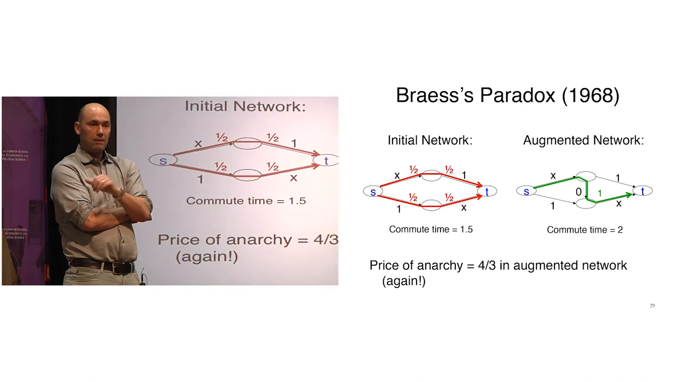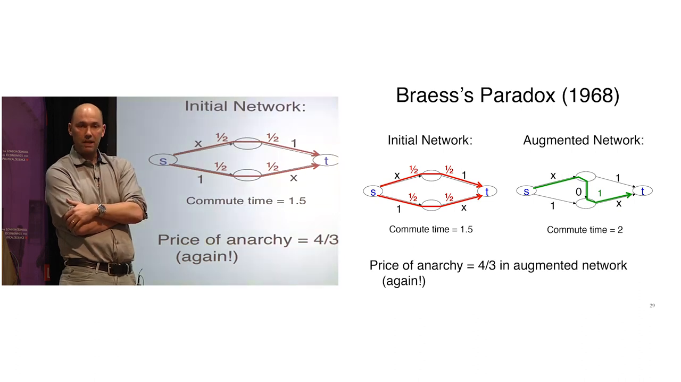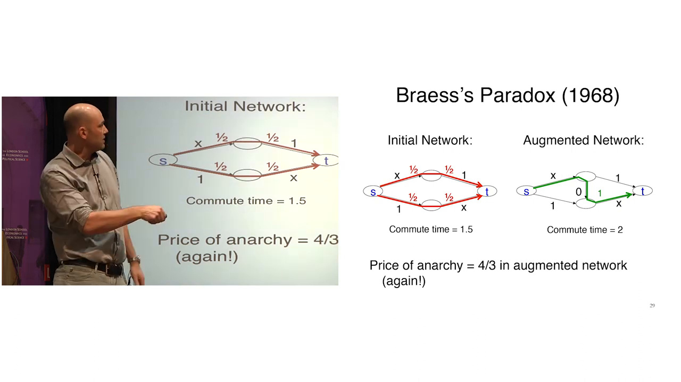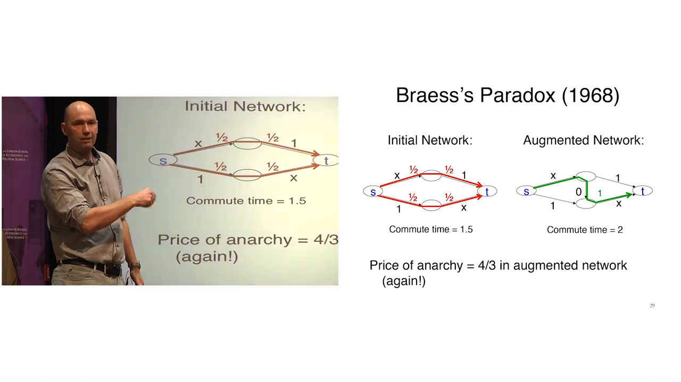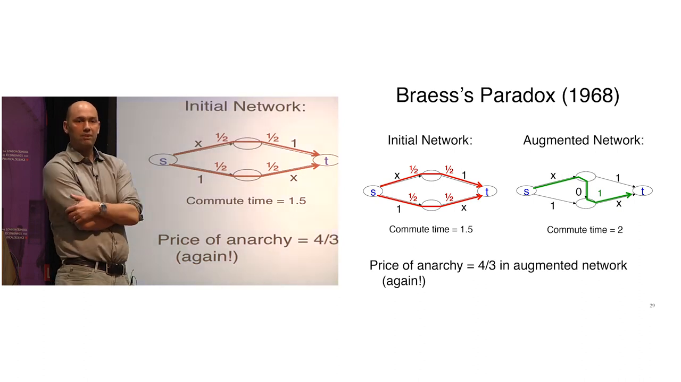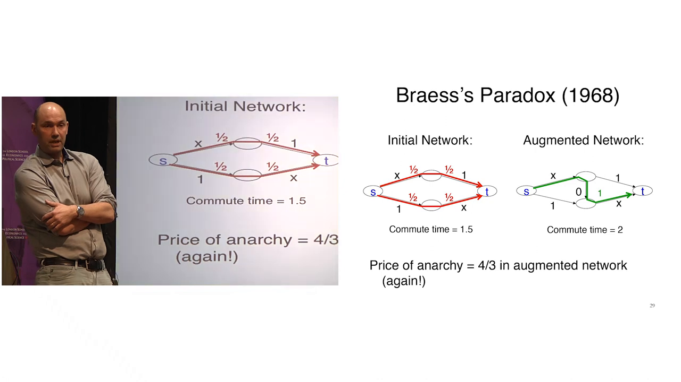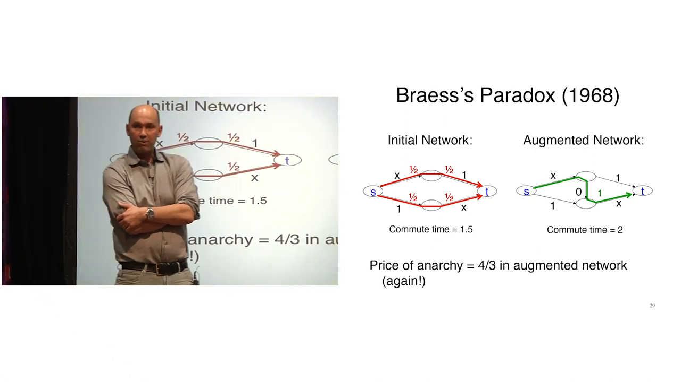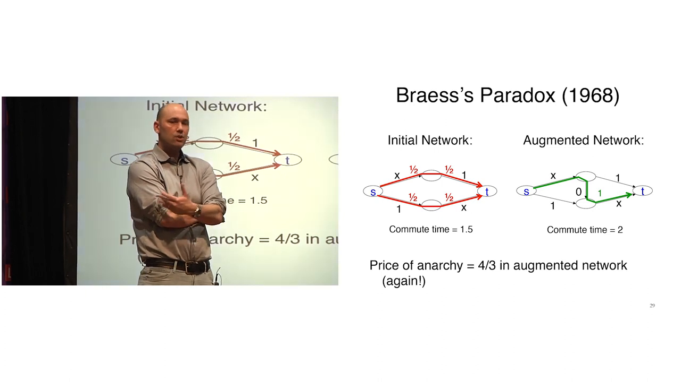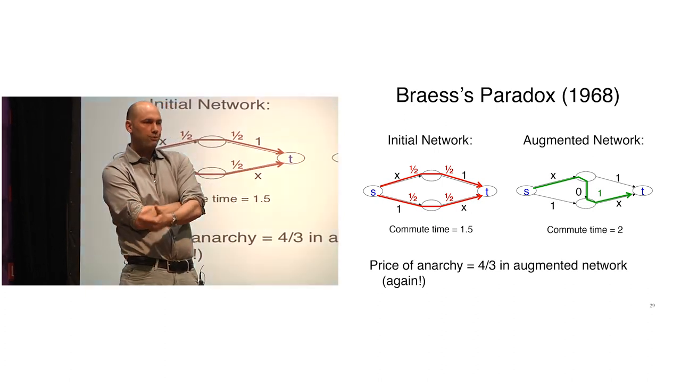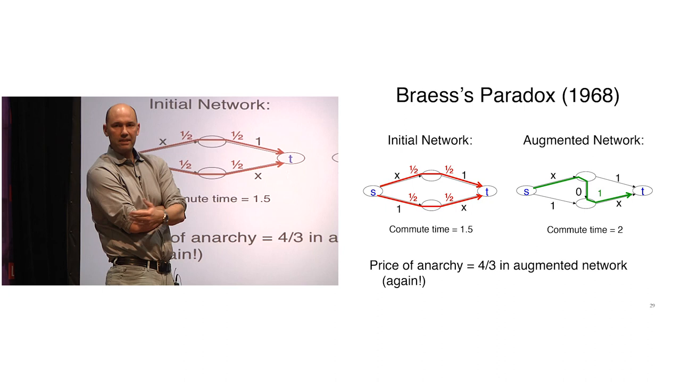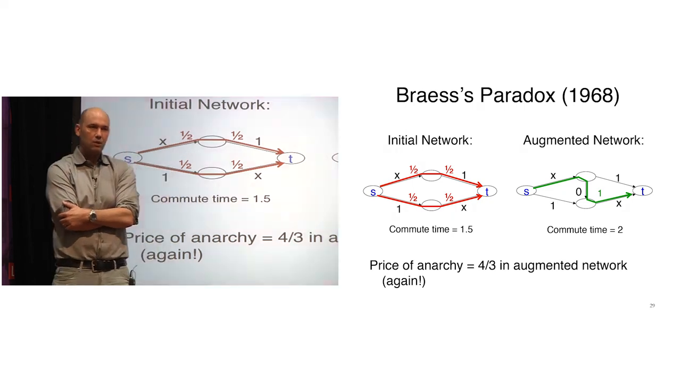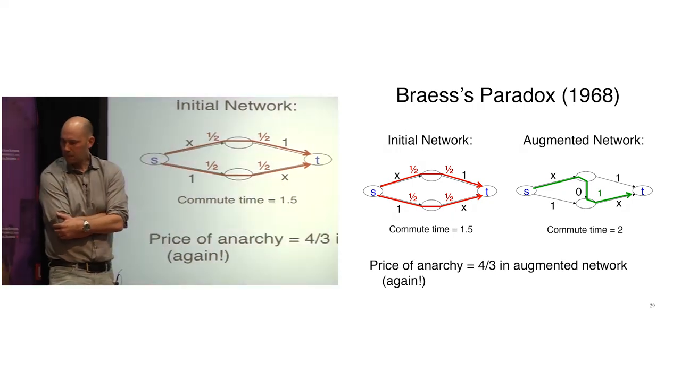So the equilibrium commute time, as we saw, is 120 minutes. It turns out an altruistic dictator in the right network can't do any better than this red traffic pattern. You would just ignore the teleportation device. So the best possible commute time is 90 minutes. So the price of anarchy in Braess's paradox is 120 over 90, or 4 over 3. And we'll talk about that coincidence of the 4 over 3 shortly. Okay?